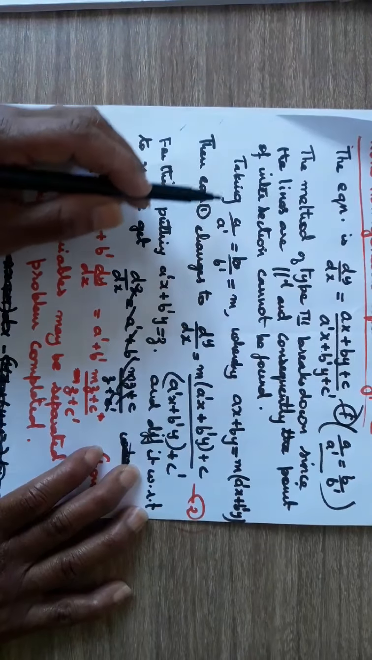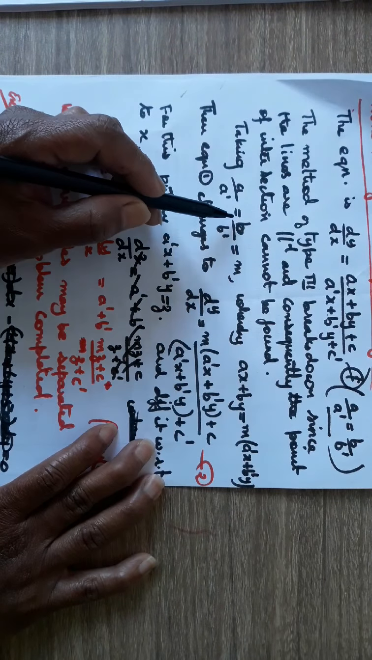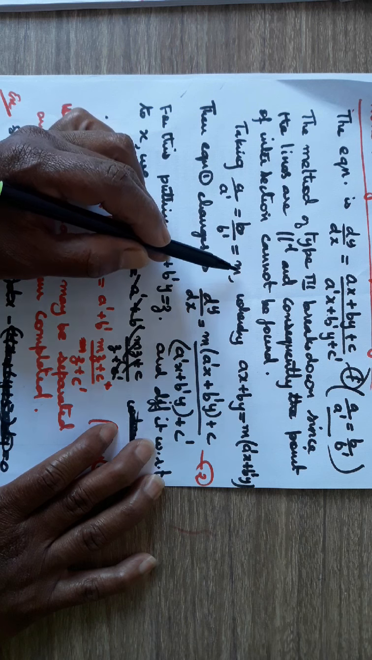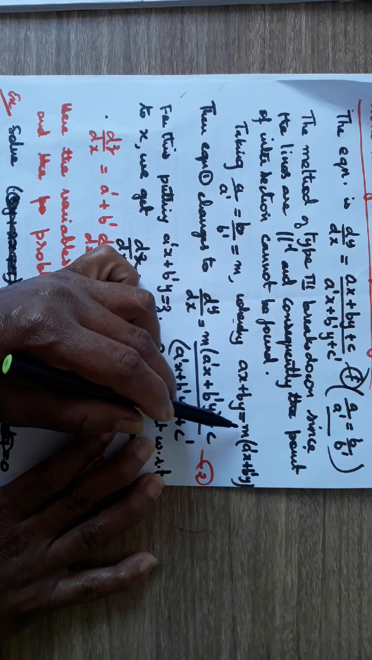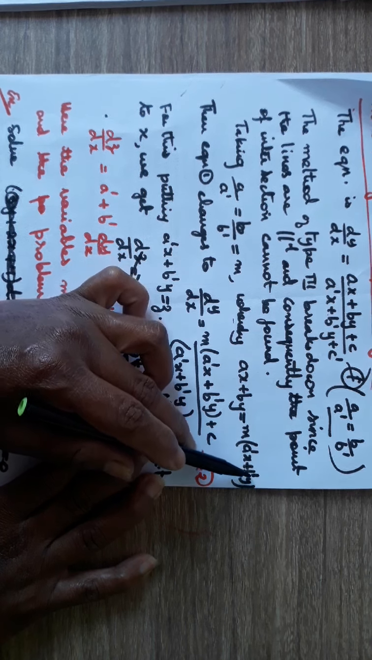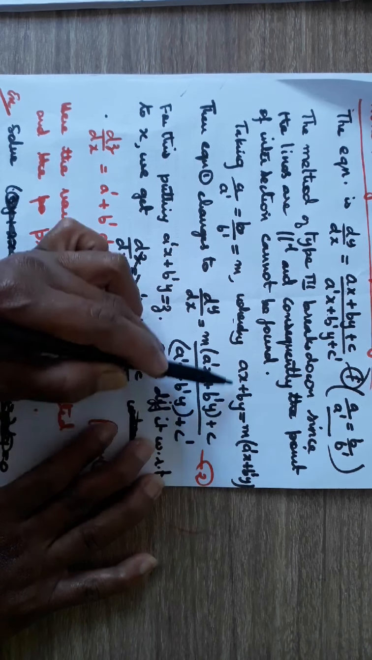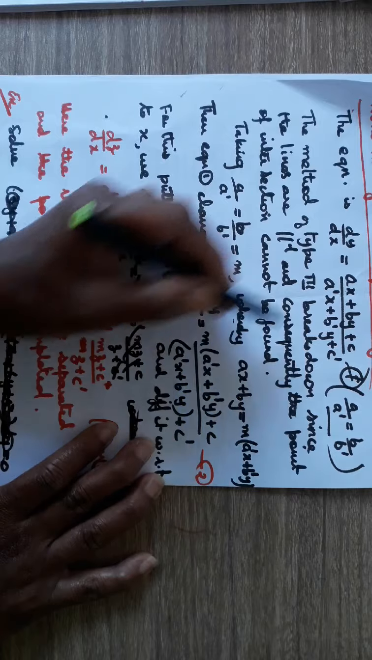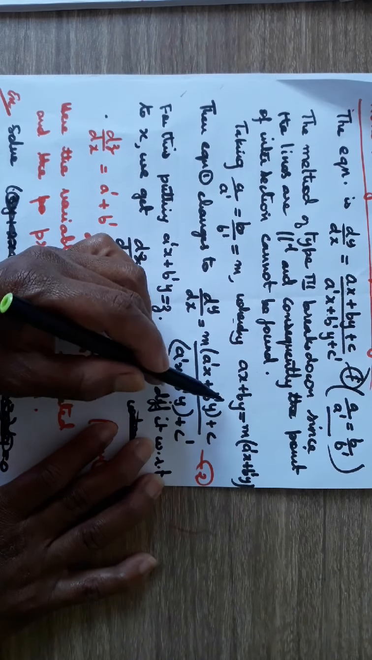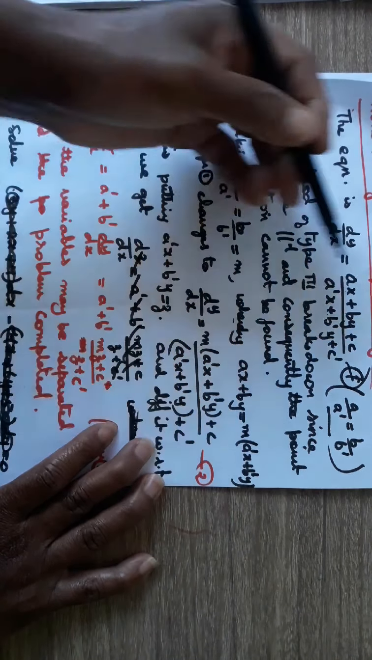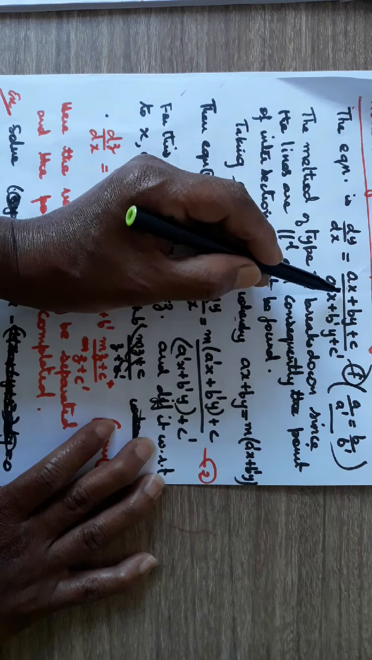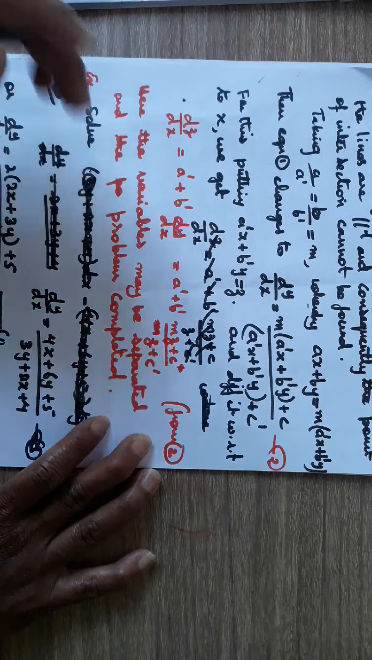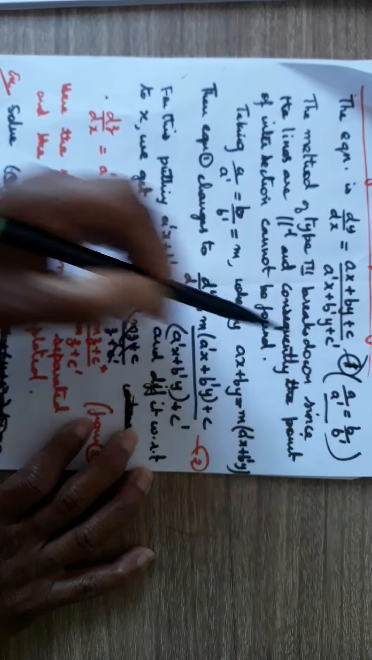So let us take a by a prime equal to b by b prime equal to m, whereby ax plus by is equal to m times (a prime x plus b prime y). If you are given any equation of this form which satisfies this condition, let us solve it using this method of type 4, because the type 3 method is not applicable for this type of problem. Name this as equation 1.